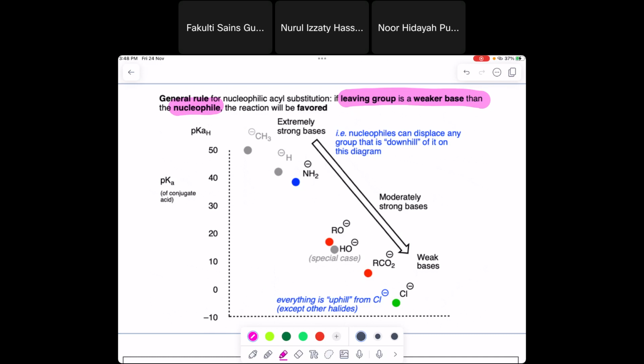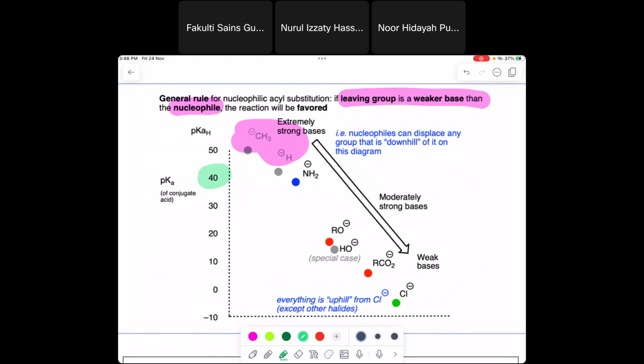Hydride is always a base: sodium hydride, calcium hydride, potassium hydride, all of them. So they are extremely strong bases. So can a nucleophile displace these two? No. That is why our aldehyde will not undergo nucleophilic substitution. And this is the amide, because you are displacing NH2 minus as the leaving group. This one also has a pKa of about 40, so this is very high.